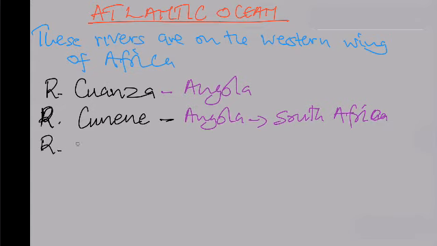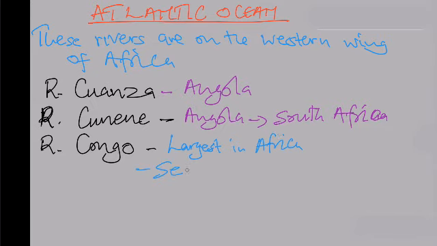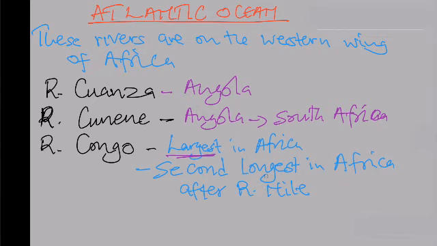And then River Congo, which we said is the largest in Africa, but it is second to River Nile, that is in terms of length. That means it is the largest, but it is the second longest. Remember we said that the length of the river is different from its width or the volume of water that it contains. So River Nile is the longest, River Congo is the largest.